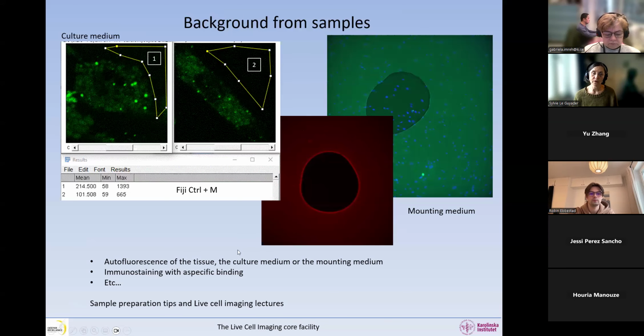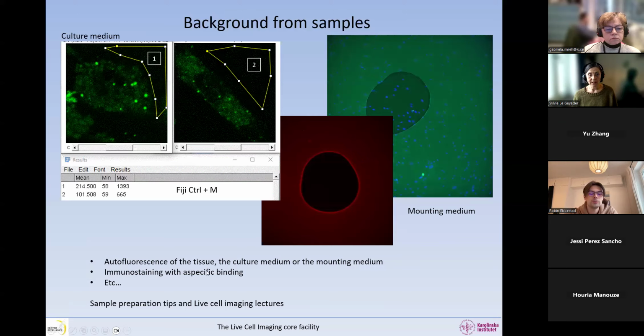So another source of background that comes from the sample can be the autofluorescence of the tissue. So it can be also the cell culture medium and the mounting medium. The autofluorescence of the tissue can be amazingly specific. It looks very specific in some specific cells, but it anyway comes from the tissue. So remember to always image at least once your sample without labeling it so that you are aware of in which channel you have autofluorescence.